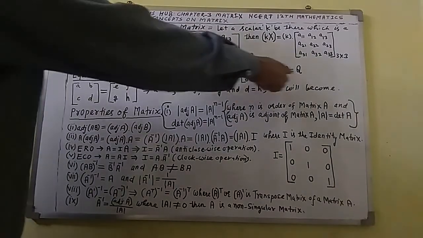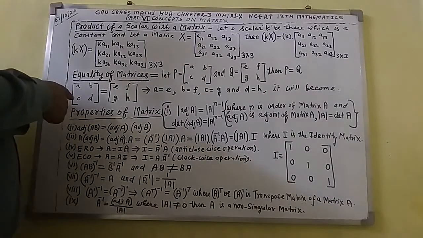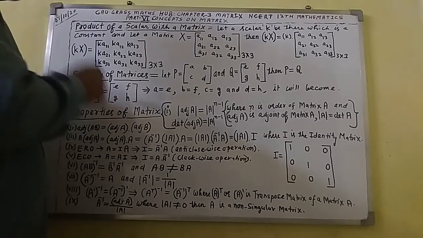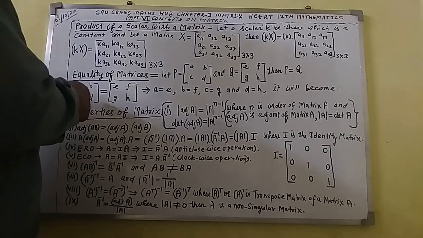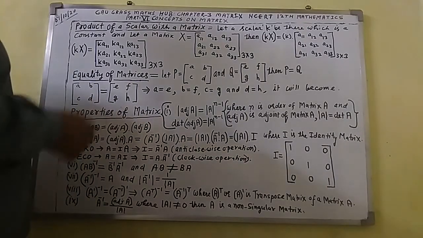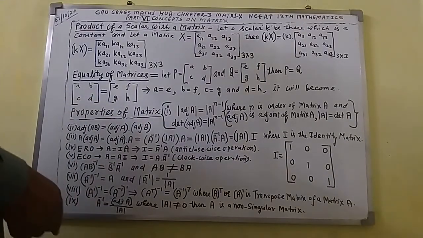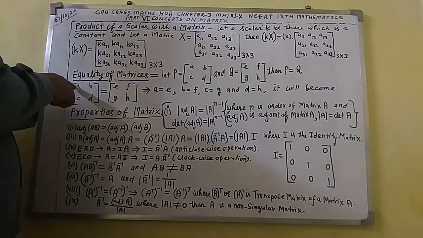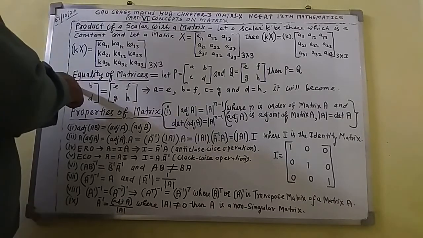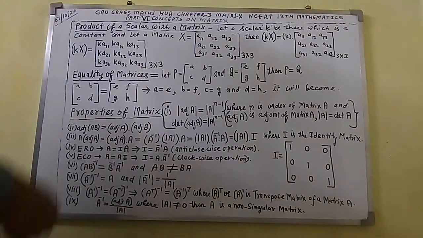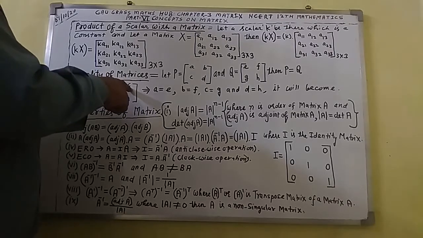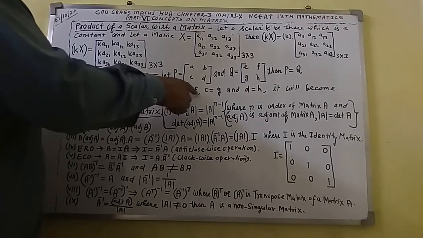If P equal to Q, the matrix P I have put here and matrix Q I have put here. If both matrices are equal, then the respective elements of both matrices will be equal. Here the respective element of A is E, so A equals E. The respective element of B is F, so B is equal to F.